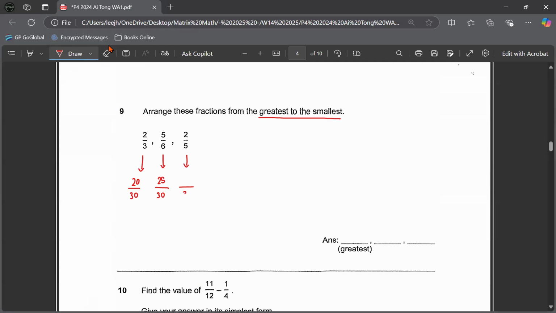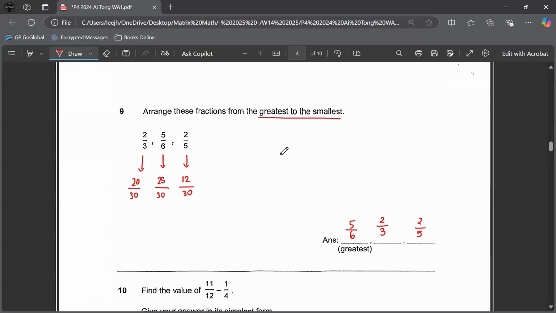So this one also 30. So you times 6. So here also times 6. This will be 12. So now you can see which one is your greatest. You can see that this one is your greatest, but do not write 25 over 30 here. You write the original fraction given, which is 5 over 6, followed by this, which will be 2/3. And the last one will definitely be 2/5. This is how you arrange them.